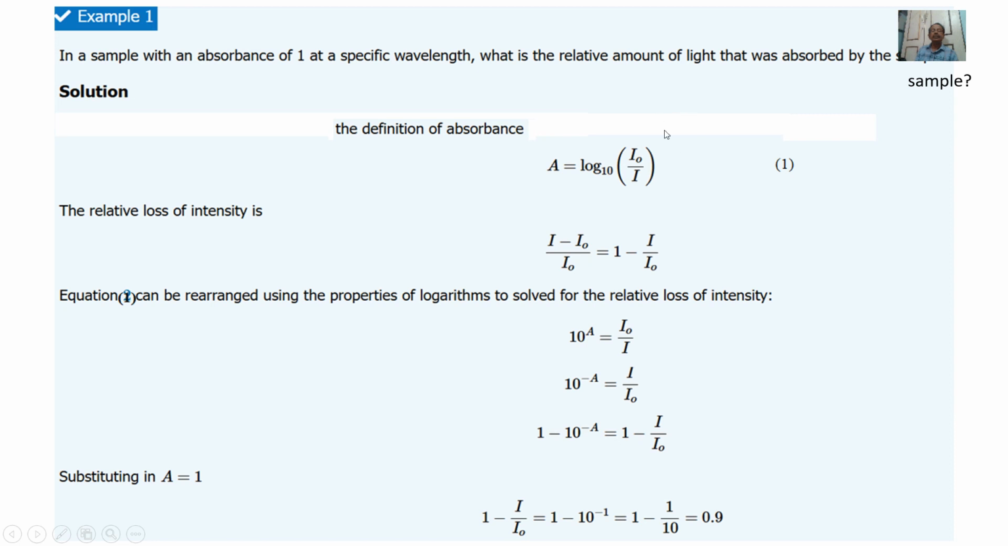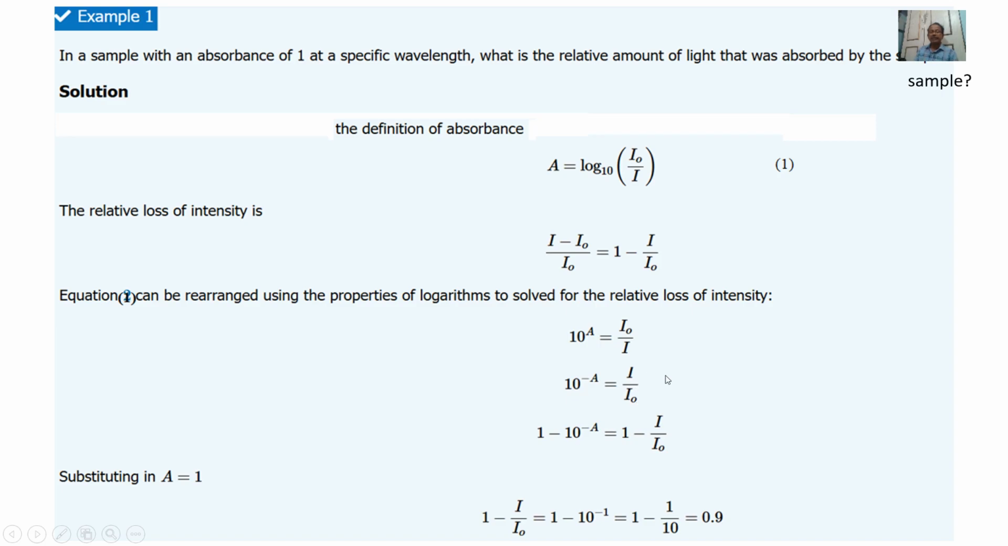We'll solve one problem. In a sample with an absorption of 1 at a specific length, what is the relative amount of light that was absorbed by the sample? The definition of absorption is given as A equals log base 10 of I naught by I, and the relative loss of intensity is given as (I naught minus I) divided by I naught, which is equal to 1 minus I by I naught. So equation 1 can be written as 10 to the power A, which is equal to I naught by I, and just to invert both sides we'll have 10 to the power minus A, which is equal to I by I naught.